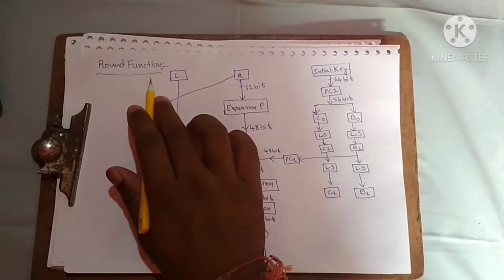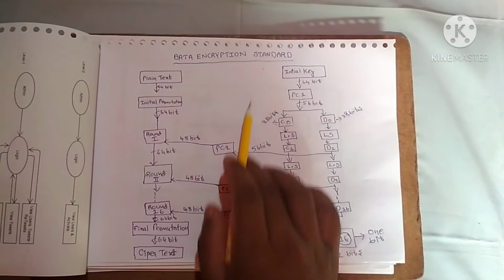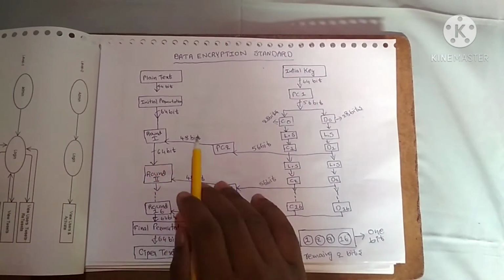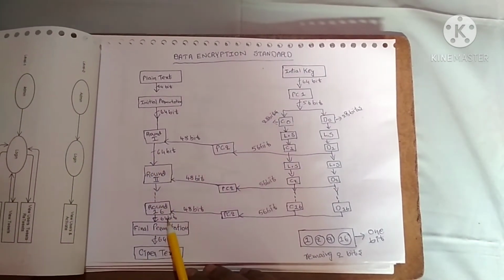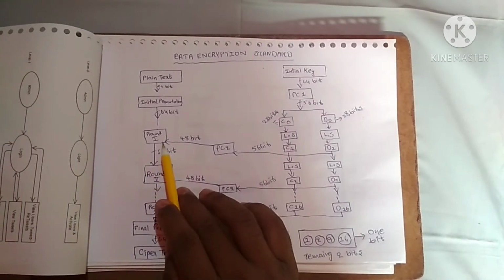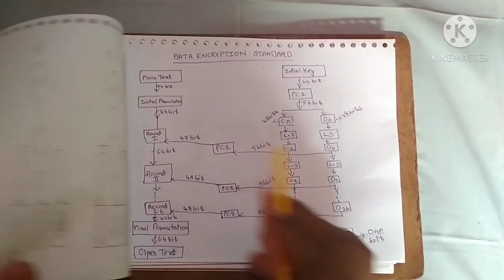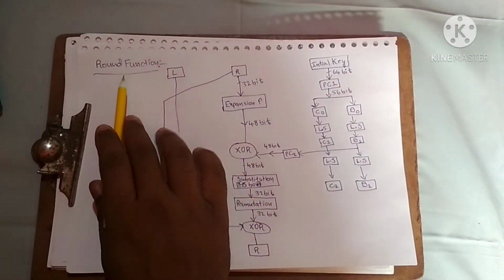The round function in DES. Here round 1, round 2, and so on up to round 16. So what happens in round 1, how it converts, let's see. This is the round function.